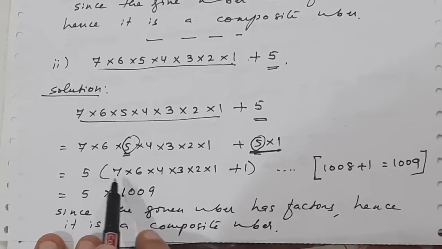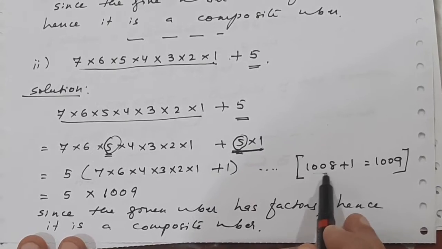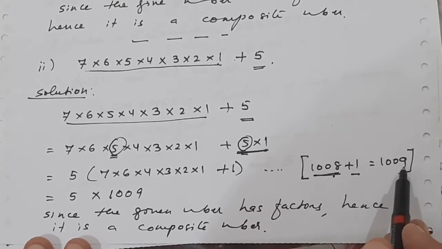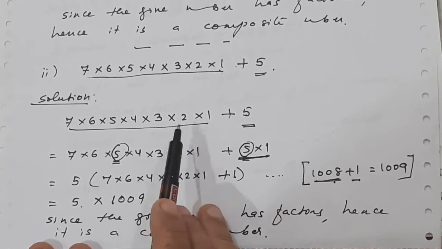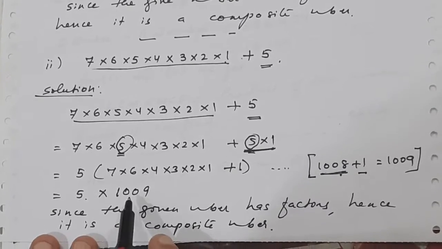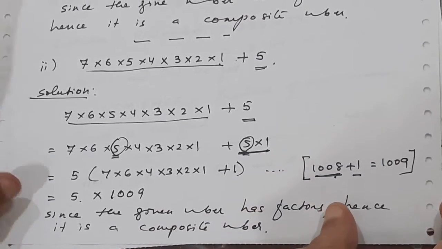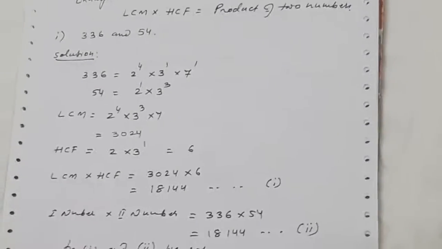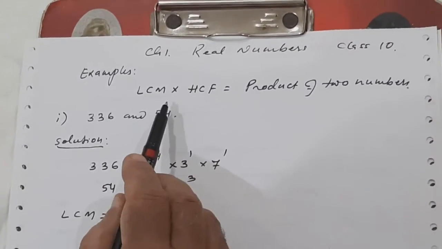Now 5 common. Now multiply 7 into 6 into 4 into 3 into 2 into 1, which is 1008. Multiply this, you will get 1008, plus 1 is 1009. So 5 into 1009. Again, the given number can be expressed in at least two factors. Hence the given number is a composite number. There are two examples given in exercise 1.2. You solve them.